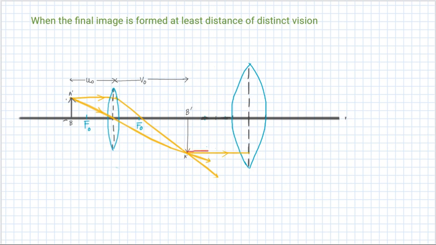Okay, so this is your ray. And one more important thing: please note that the distance between the eyepiece and the objective is arranged in such a manner that this image A dash B dash is formed within the focal length of this objective. If the focal length of the objective is somewhere here, fine.